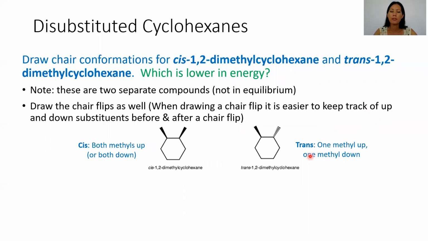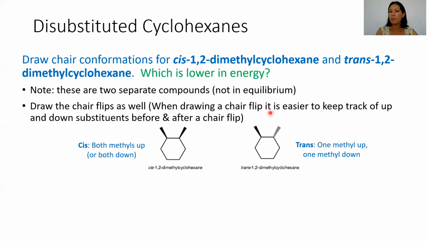So let's just practice a couple things. Similar to what we just saw, you have a 1,2 dimethyl, but in a cis conformation and a completely separate structure in a trans, one up and one down. Notice these are separate, not in equilibrium. So what I want you to do is, first of all, build a model of each of these, and then draw the structures as a chair and draw their chair flip.